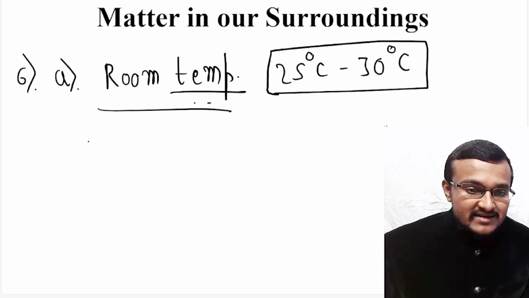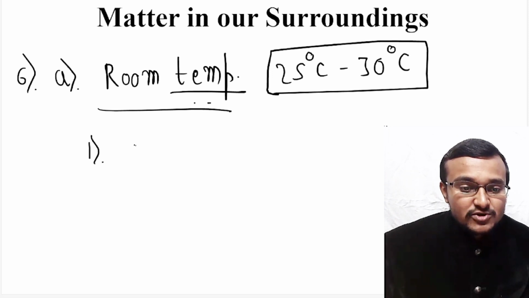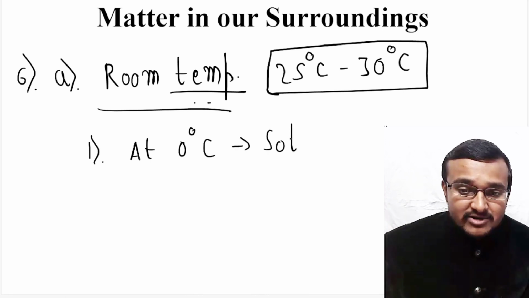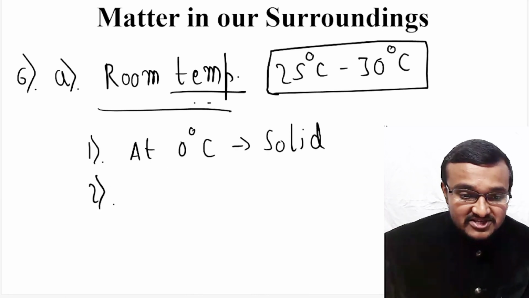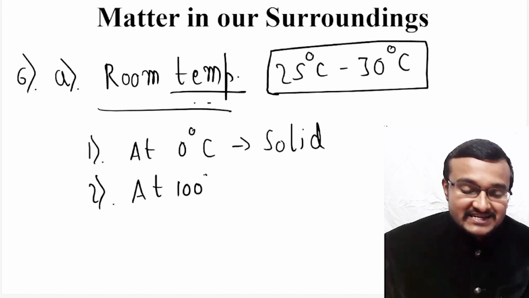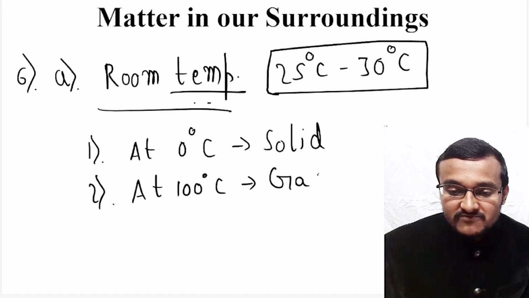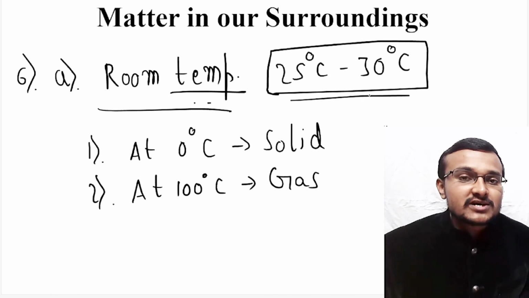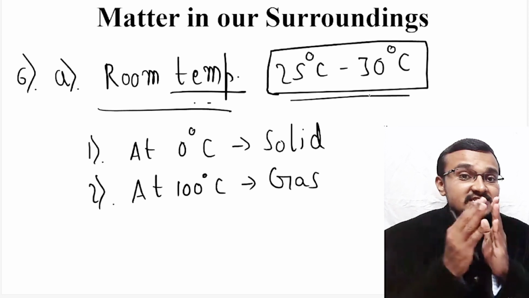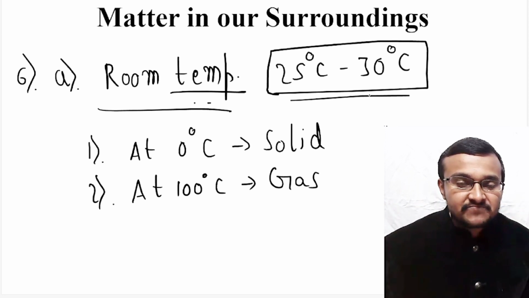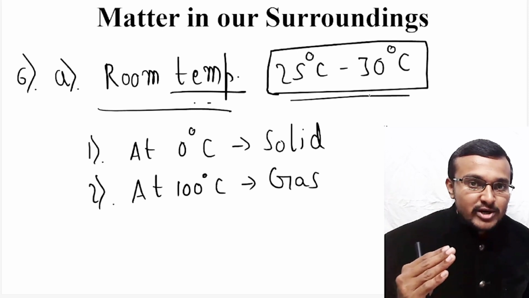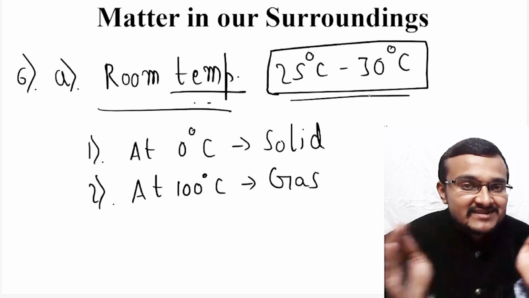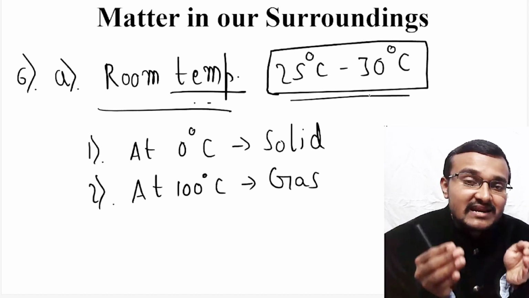So we all know that, point number 1, at 0 degrees Celsius, water will be converted into solid. Point number 2, at 100 degrees Celsius, water will be converted into gaseous state. So that means 25 to 30 degrees Celsius is in between 0 degrees Celsius and 100 degrees Celsius. That means it is below boiling point and above melting point. That means water at 25 to 30 degrees Celsius will be in liquid state.